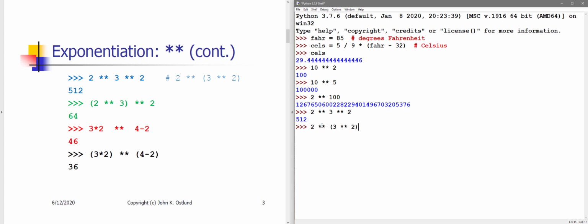The 3 to the power of 2 part is evaluated first, and then the result of that is treated as the exponent, and 2 is raised to that exponent. All right, so 3 squared is 9, and therefore 2 to the 9th power, well, you might not know that off the top of your head. The more you get into programming, the more you will start recognizing some of these powers of 2.